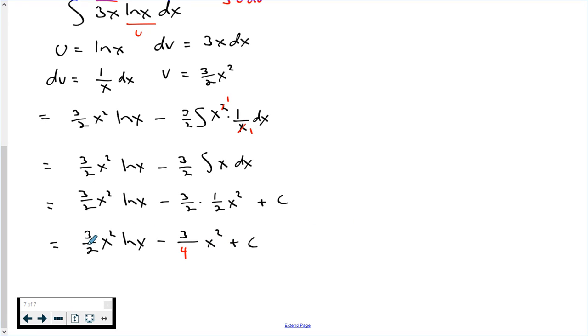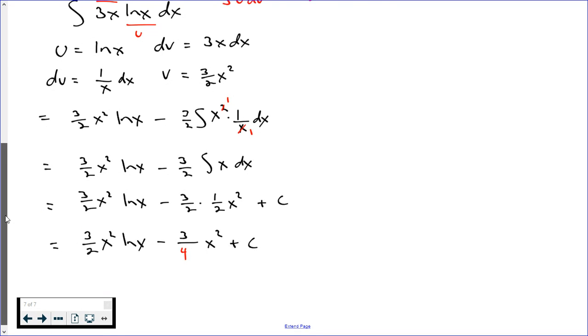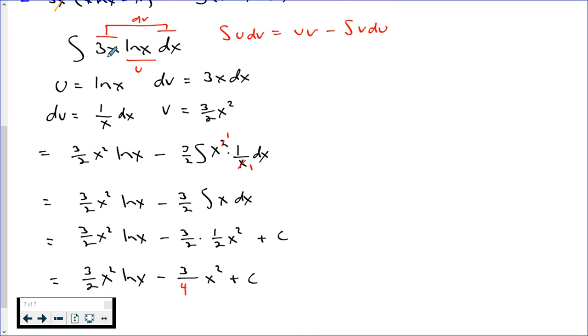Okay, done. So you found a family of functions differing by a constant such that if you took the derivative of this, which by the way, you'd have to use the product rule on that first part there, and you simplified it, you would get something that just simplified down to 3x ln of x. Okay? So a lot of good things happen here.